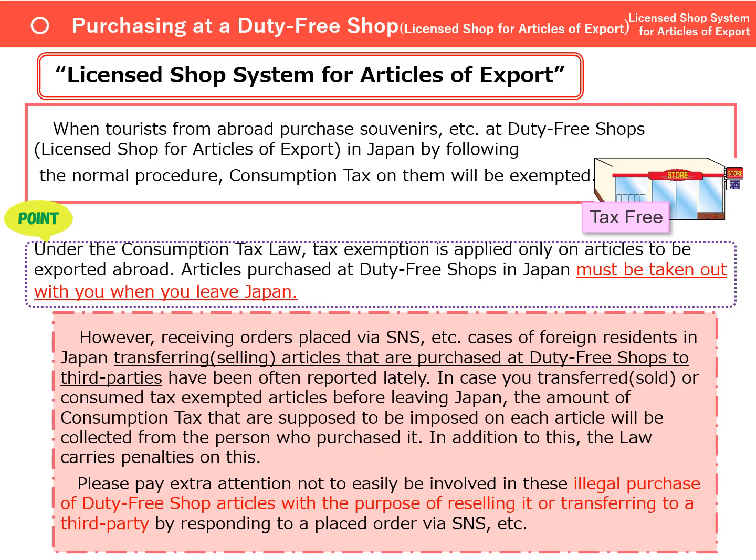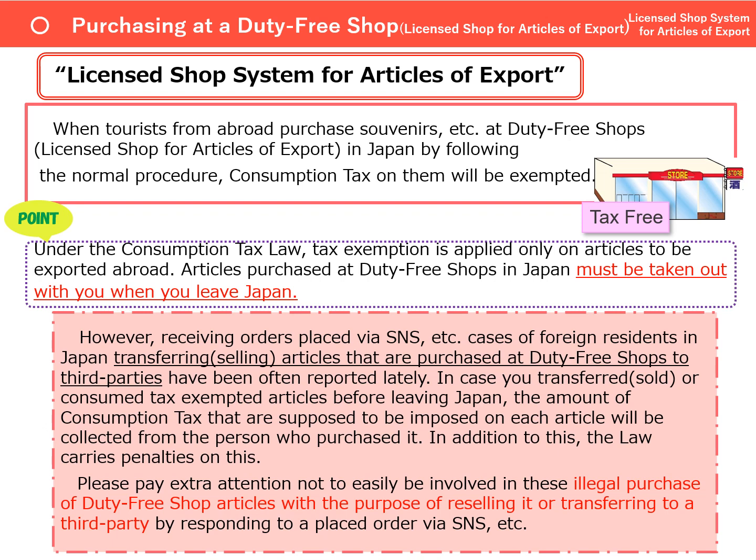When tourists from abroad purchase souvenirs at licensed shops for articles of export, also known as duty-free shops in Japan, by following the normal procedure, consumption tax on them will be exempted. This is called the licensed shop system for articles of export. Articles purchased at duty-free shops must be taken out with you when you leave Japan, because the tax exemption is applied on the idea that the articles are supposed to be exported and consumed abroad.